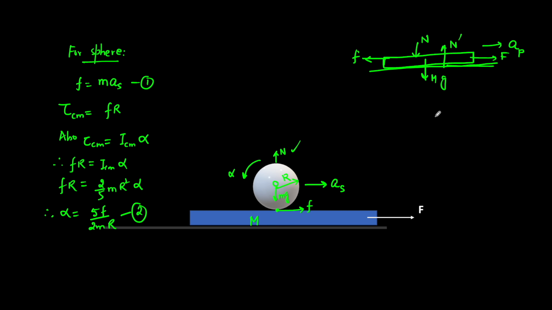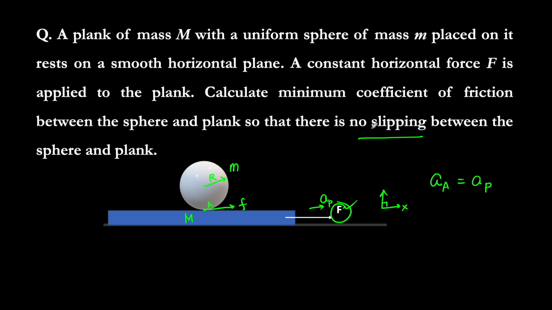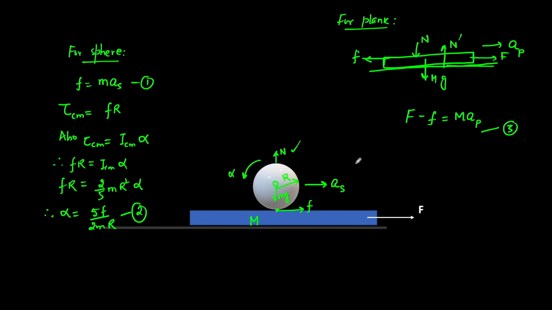So guys, we can write that, for the plank, F minus small f is equal to mass times acceleration. Suppose this is equation number 3. I will show the question again. This is the case of perfect rolling. There is no slipping, as it is written that there is no slipping between the sphere and plank. It means the point of contact of the sphere is at rest with respect to the surface.